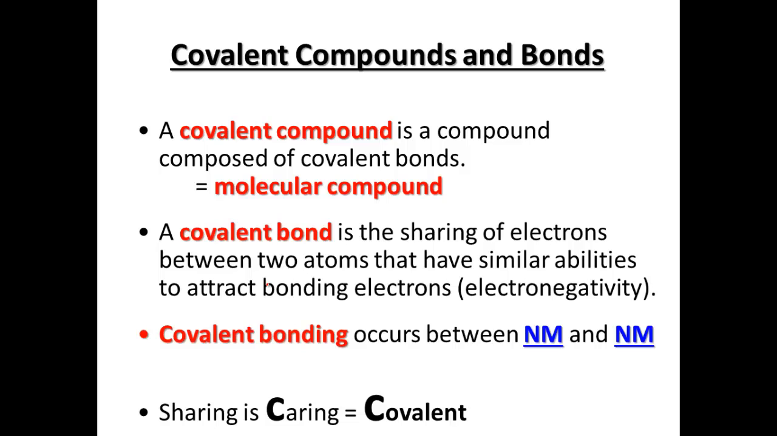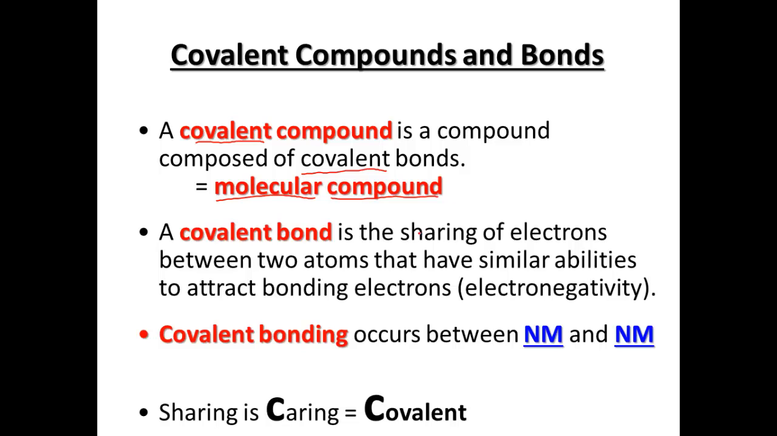So to get us started today, covalent compounds. Compounds that are composed of covalent bonds, just like ionic compounds are composed of ionic bonds. These are sometimes known as molecular compounds. So anytime we see the word molecular compound or molecule, we're going to know that it's made of covalent bonds. So a molecule or a covalent bond, same idea as we're going forward there.